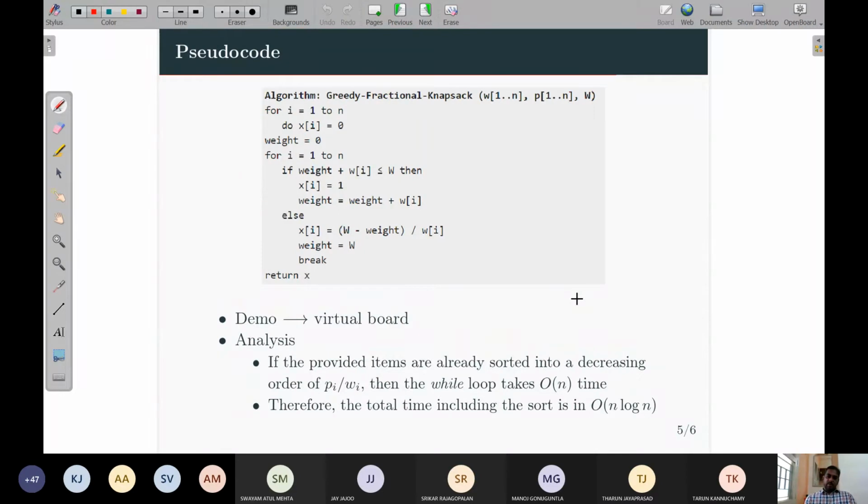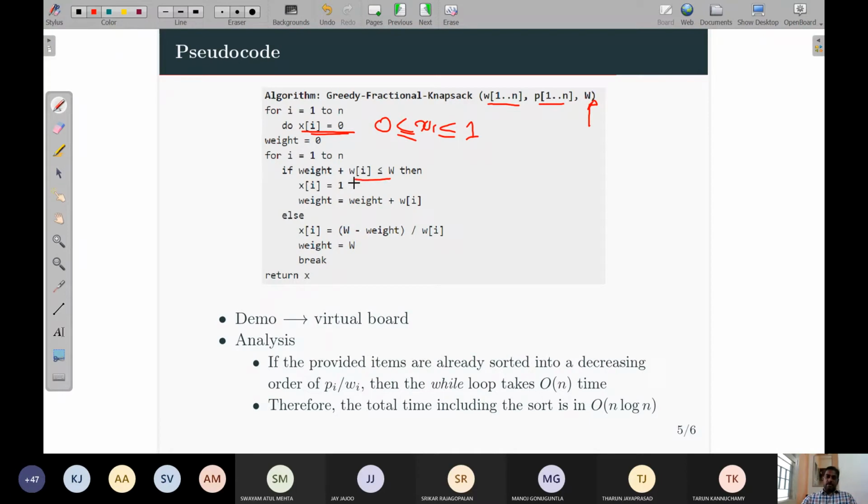This is the algorithm. I am just giving you the algorithm: greedy fractional knapsack. You have a weight array and a profit array, and you will be given the maximum capacity of the knapsack. Now what you need to do is first initialize all the xi's to 0, because xi will vary from 0 to 1, so the minimum value is 0. Then for i to n, we can add.